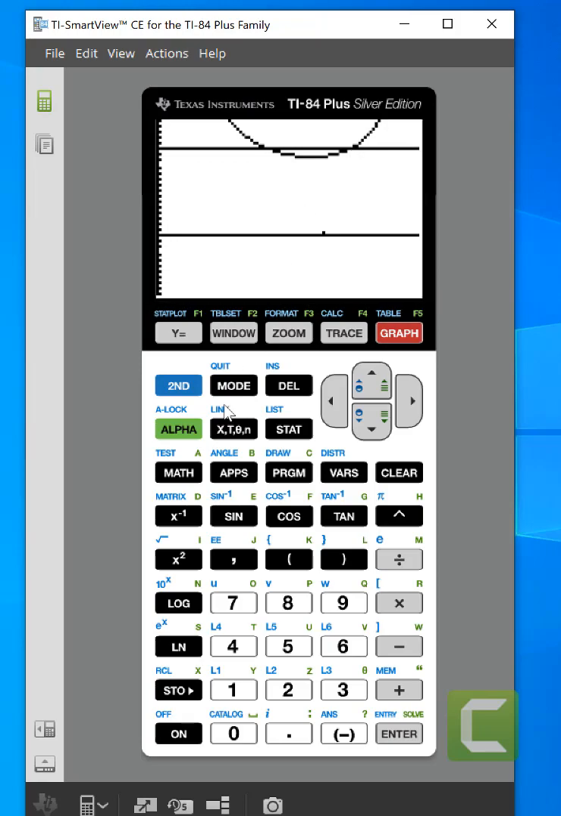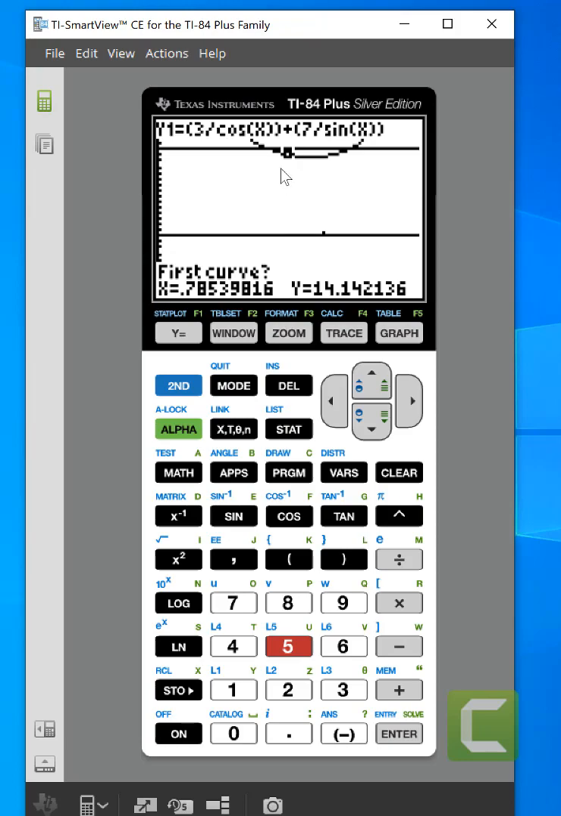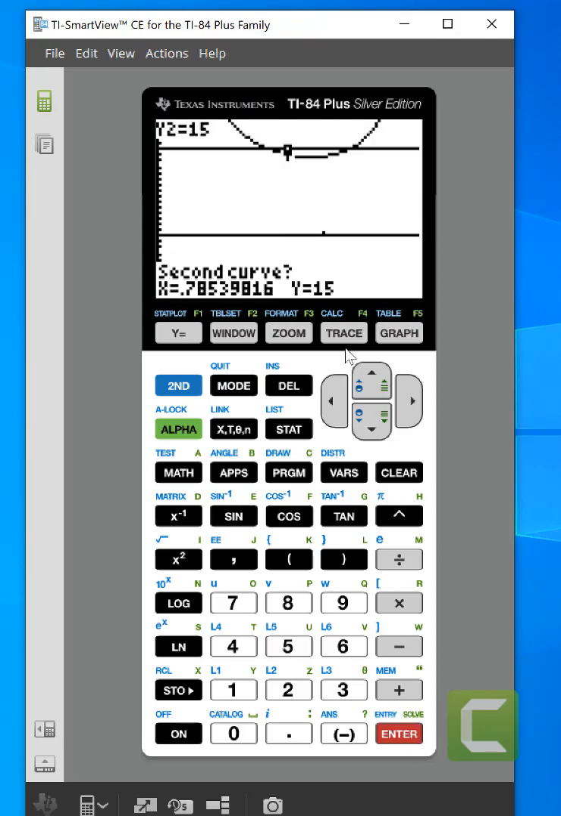So how do I find the intersection? Go second trace, and I want the intersection. It makes sense, right? 5. I'm going to press 5. And now, first curve is this one. Yes, I press enter. Second curve is this one. It just actually moved to the next line. I see how it's blinking. Enter. And then I press enter again, and it gives me the point of intersection between those two. So you go second trace, and then you press enter 3 times.